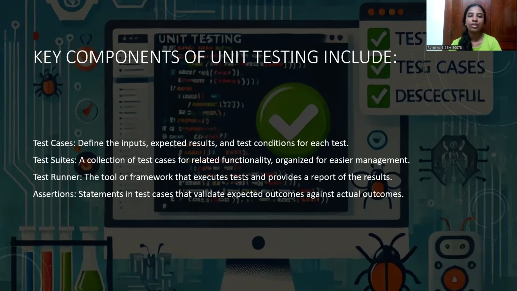Test suites are a collection of test cases or related functionality organized for easier management, so it should be easier to work with. Test runner: of course, the result should run without any bugs, and it should be according to the expected outcome. And assertions are statements in test cases that validate expected outcomes against actual outcomes, so it should validate what we expected. So these are the key components of unit testing.